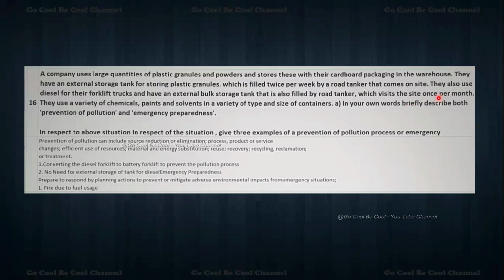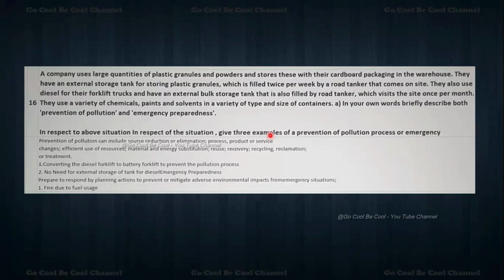So they use a variety of chemicals, paint and solvents, in a variety of types and sizes of containers. In your own words, briefly describe both prevention of pollution and emergency preparedness with respect to the above situation. Give three examples of the prevention of pollution process or emergency. How can we write this examination?